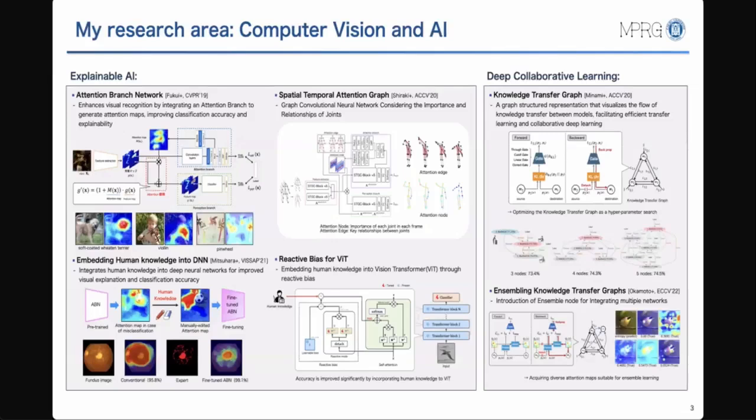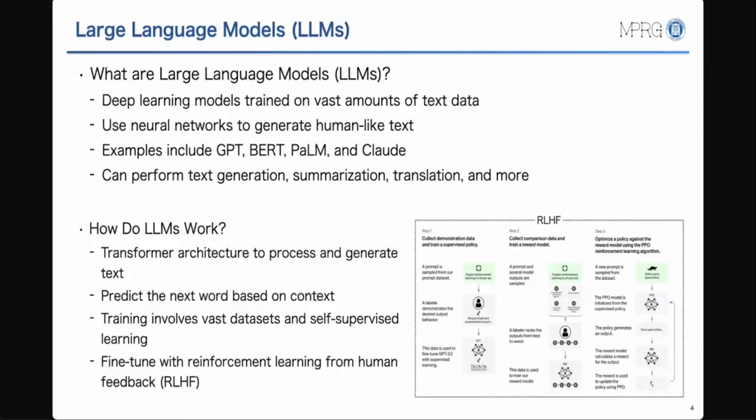Okay, so this is my research area, computer vision and AI. We focus on a research area called explainable AI and deep collaborative learning. I have been working on this area for more than 25 years. So today, large language models.